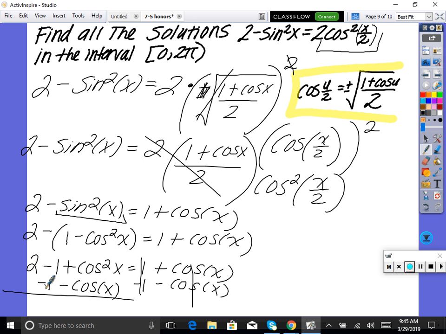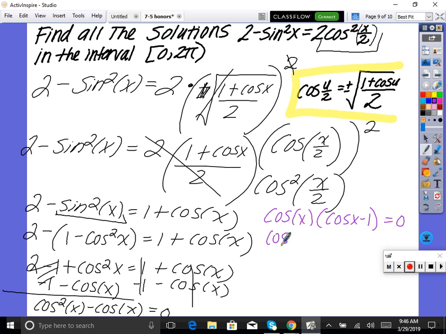2 minus 2. 0. Now cosine squared and cosine can't be combined, can they? So we have cosine squared of x minus cosine of x. When does that equal 0? So aren't we solving by factoring? So now we'll pull out a cosine of x. So then left, divide each term by cosine. Wouldn't that be cosine of x minus 1? And then we set each of them equal to 0. So when does cosine of x equal 0? When does cosine of x minus 1 equal 0?